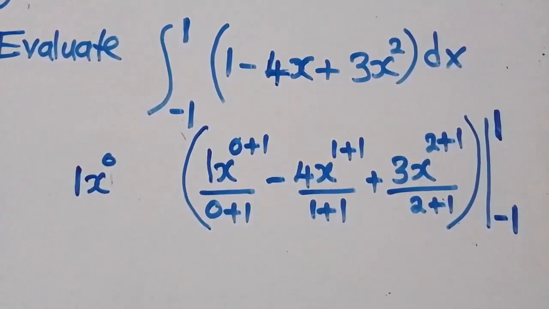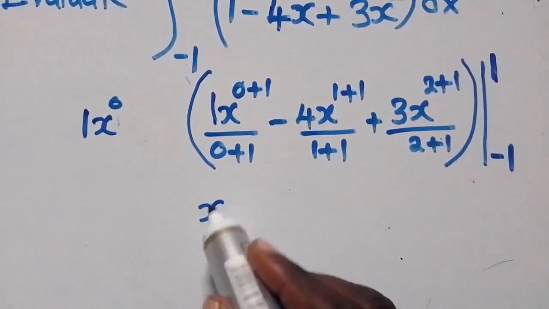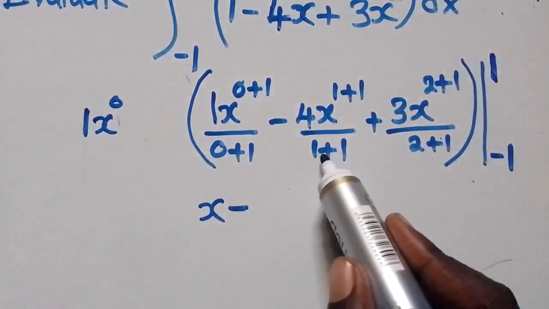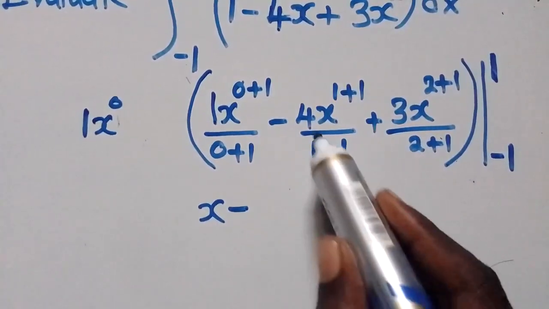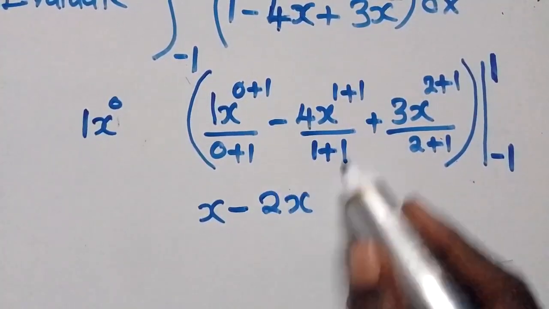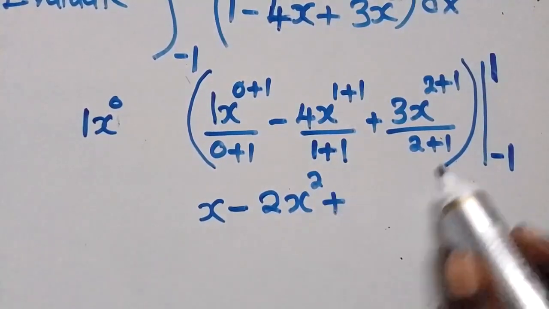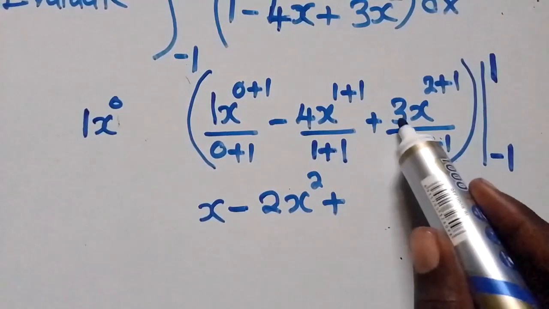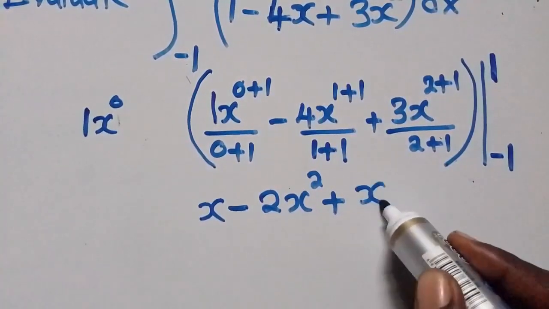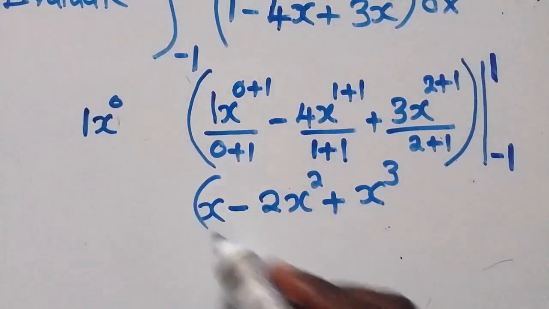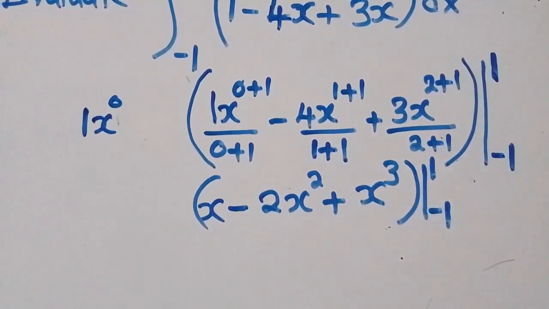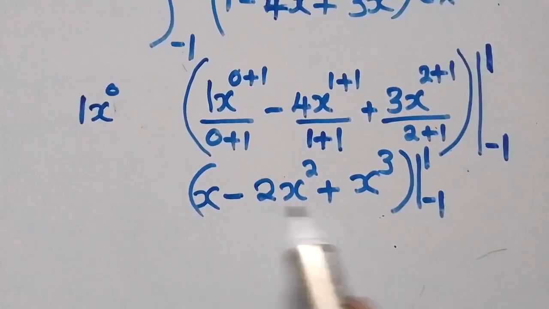So now you continue. This one here, what will be your answer? Your answer will be x power what? 1. We don't show the 1 over 1. Minus, here 1 plus 1 is 2, 2 into 4 is 2x, power 2. You say plus. Here, have you seen? I'm just going direct. Hope you're able to see. You're going to have a 3, 3 into 3 is 1, so you remain with x to the power 3. This is what you're going to remain with. Then the upper limit 1, the lower limit negative 1. This is what we've remained with. Then we just evaluate now.